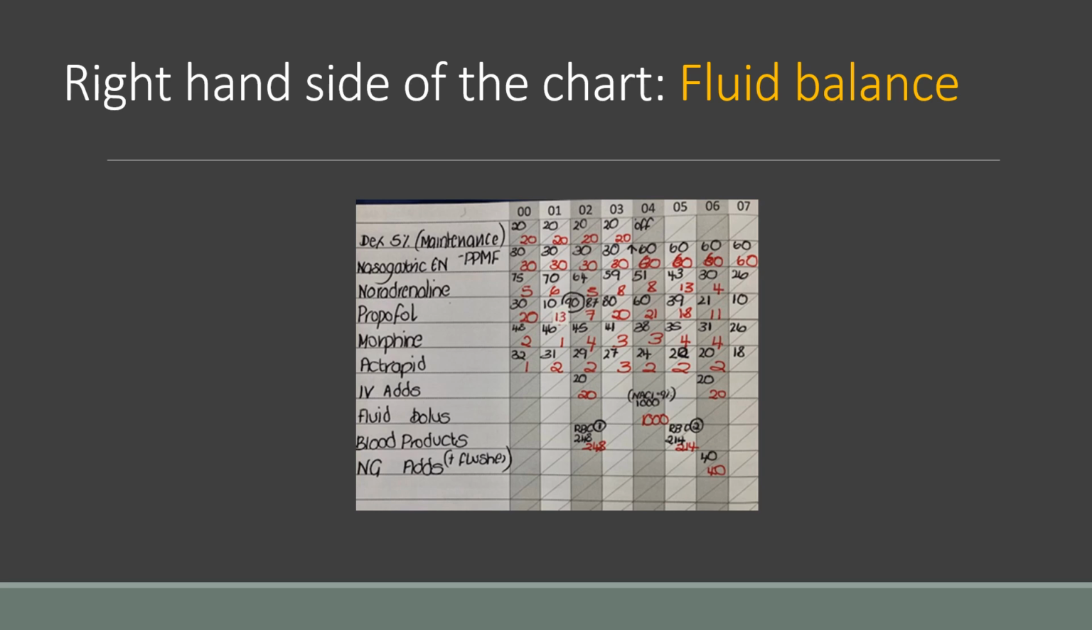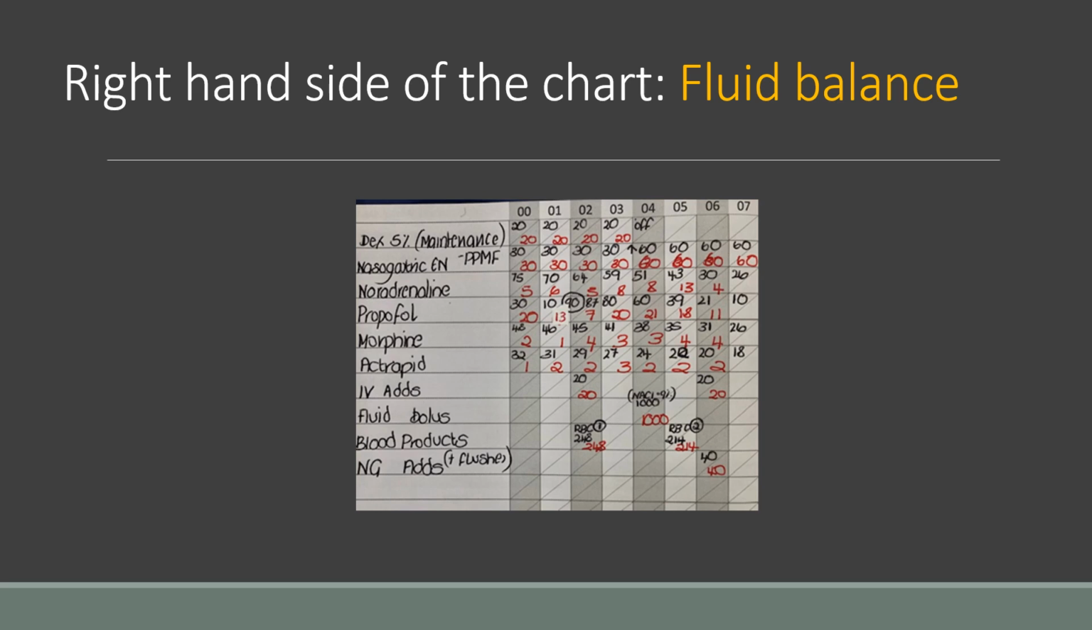Fluid balance is complicated. I'm not going to lie to you. It's going to take practice, and it's going to take sitting down with your mentor how to do it correctly, because it is quite nuanced. Generally speaking, fluid that's infusing on a continuous basis is fine to write the mls per hour in each hour. So you can see there that DEX 5%, which is our maintenance, and nasogastric enteral nutrition, which is our PPMF, is generally going at the same rate the whole time.